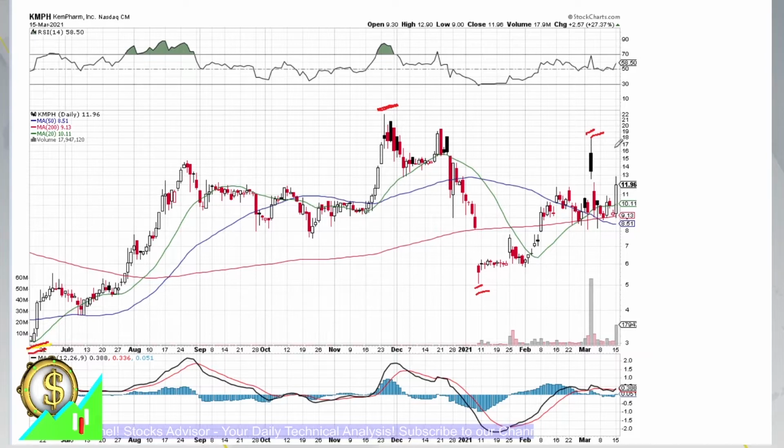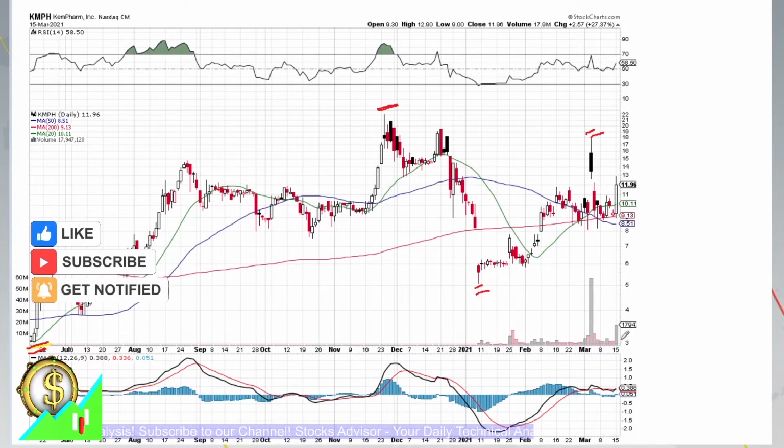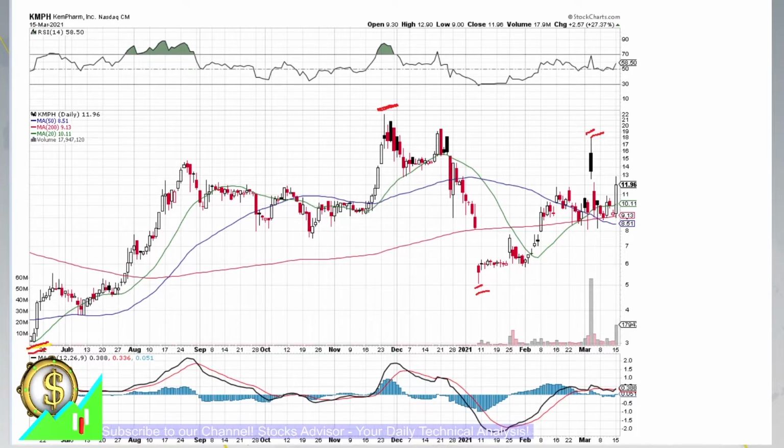And then the question is, of course, how to trade here, how to catch the wave, because this stock is very wavy. And if you know how to play here, you can really make a lot of profit. So this is what we will do now. We will analyze KMPH.